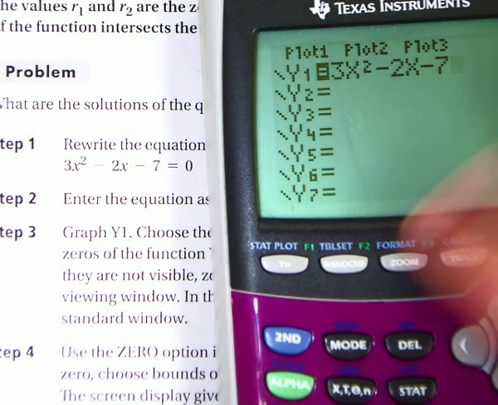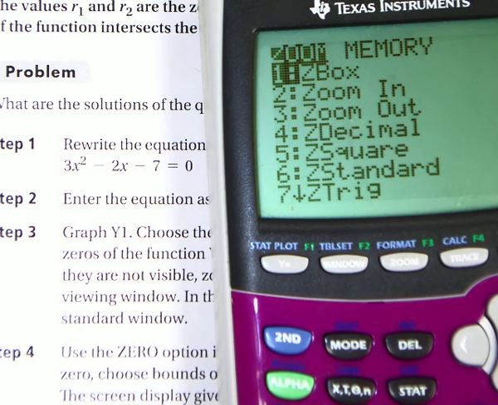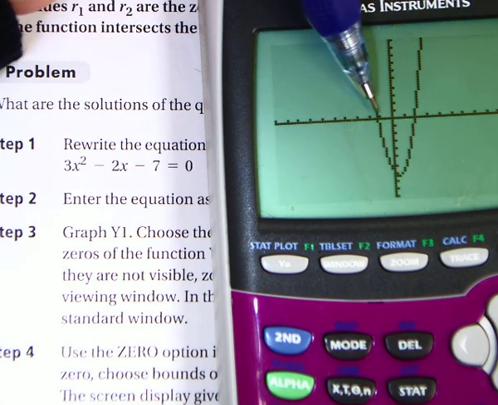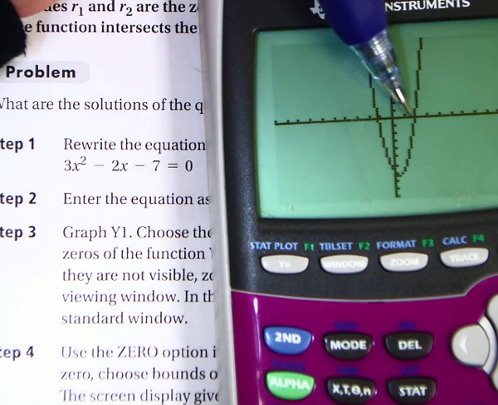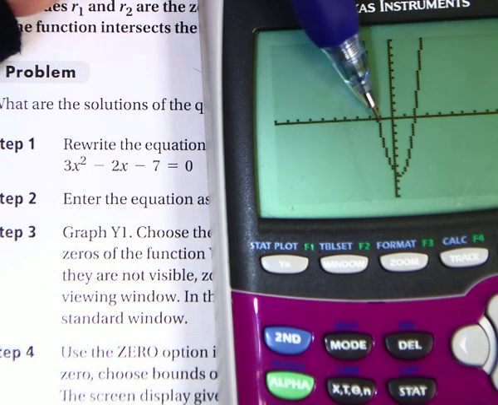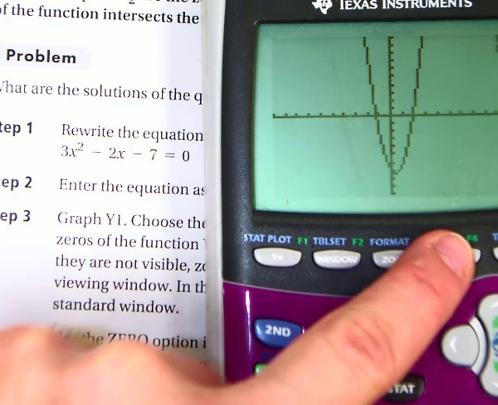The next thing you're going to do is I like to hit zoom and then go down to number 6. It's going to get you a nice picture. You should see that this parabola crosses here and it crosses here at the x-axis. Since we set it equal to 0, we're looking at these two spots where it crossed the x-axis because that's where y is 0.